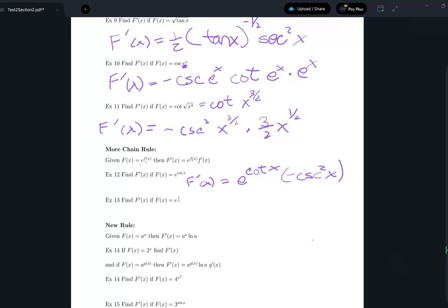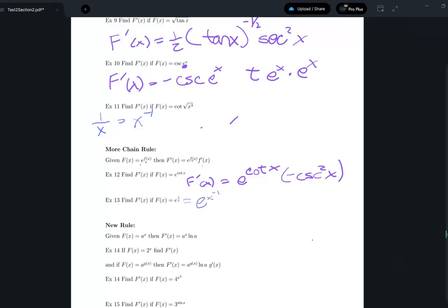This one here, I want to be really careful. I want to make a big note about it, because there are many mistakes that happen with this. So let's talk about 1 over x. 1 over x can be rewritten as x to the negative 1 power, right? So I'm just going to rewrite this as e to the x to the negative 1 power.